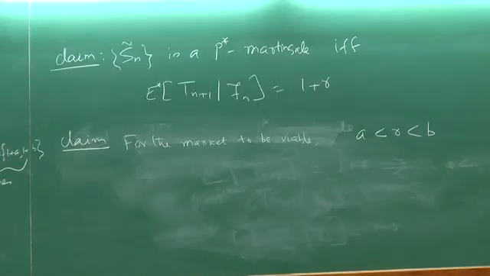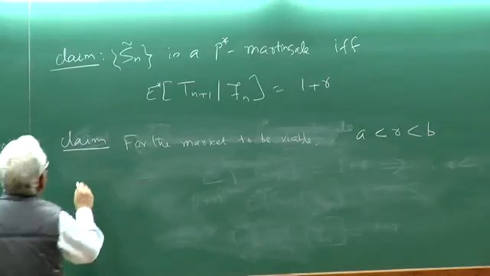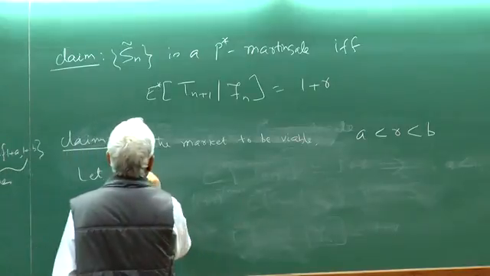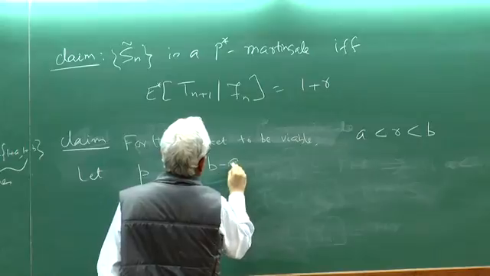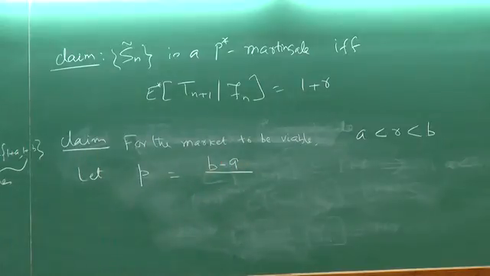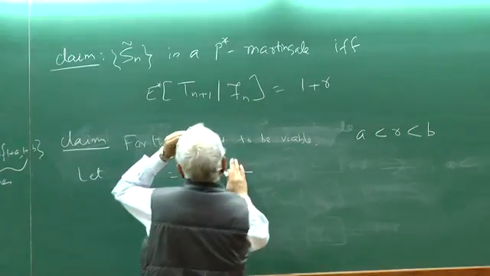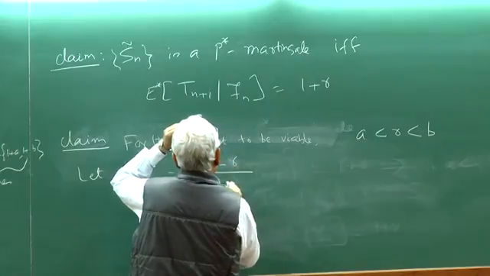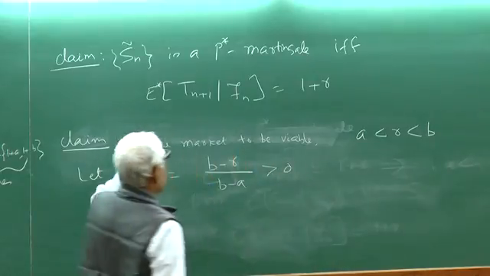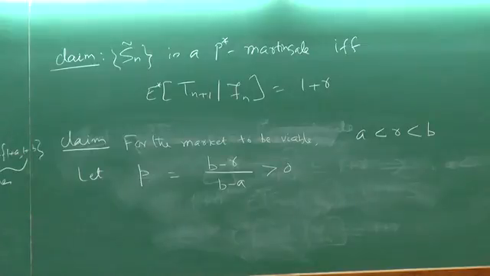Okay. Now my next claim is that I am going to cook up a probability measure. So let P be equal to (B minus R) over (B minus A). This is a positive quantity. And this quantity has nothing to do with P0. Now the next claim.